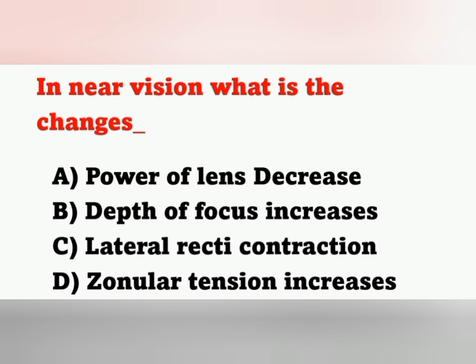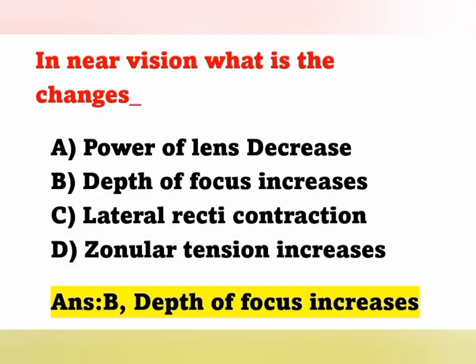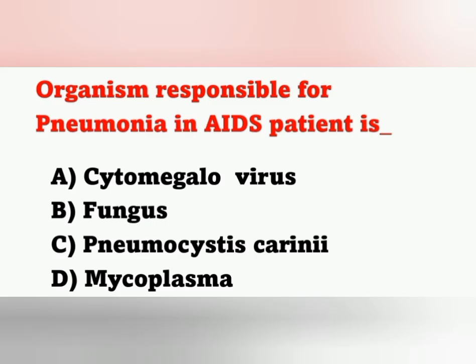Near vision means the person is able to see only near objects. So the main change that occurs in near vision is the depth of focus. We are focusing on a particular object, and that will increase. In that case, the depth of focus or depth of seeing a particular object will increase. Move on to the next question.